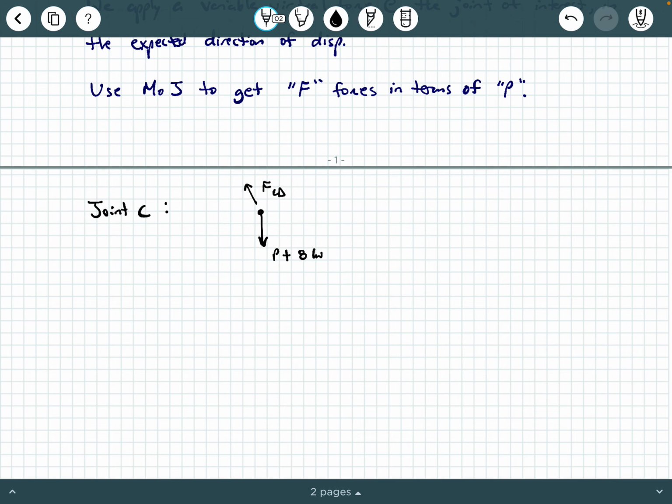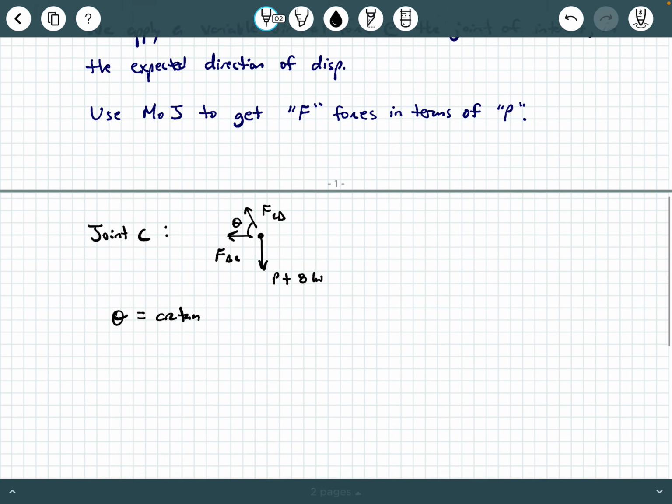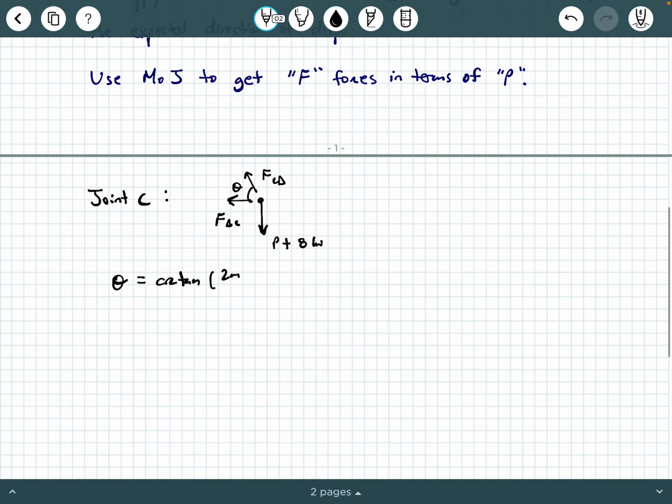And we have FCD here, and we have FBC, and we have this angle here. This angle is given as the arctangent of 2 meters over 1.5 meters, and you should get that that's 53.13 degrees, okay?